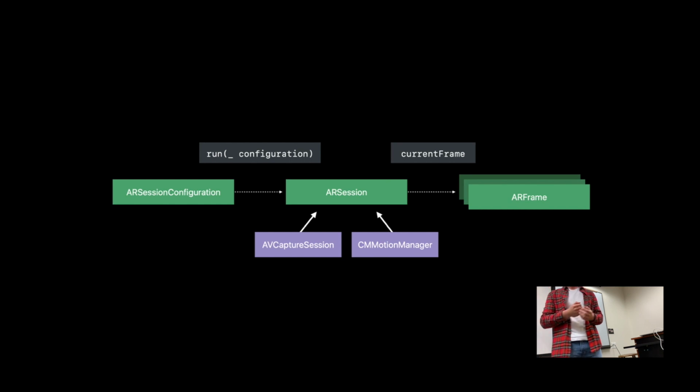AR session will then output AR frames at a rate of approximately 30 objects per second, even more on newer devices. The way you can access those is using the current frame property on the AR session object.